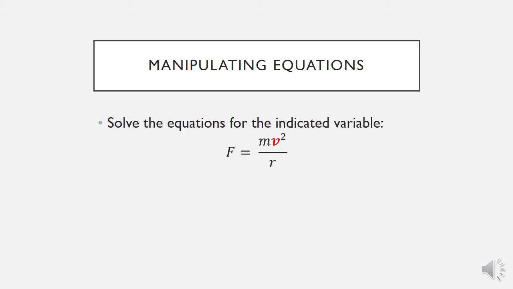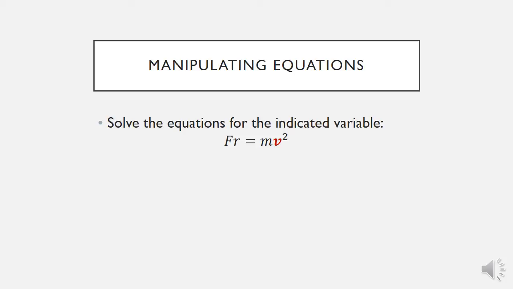Let's try something a little more complicated. So this time I have F equals mv squared over r. I'm solving for v, so my goal is to get it all by itself. First thing that I notice is that there's an r under the fraction bar, so I want to get rid of that. I want to get it to the other side. I'm going to multiply by r. Whatever I do to one side, I also have to do to the other side. Once I do it to both sides, the r's cancel. So to clean this up a little bit, I should be left with F times r on the left side equals mv squared.